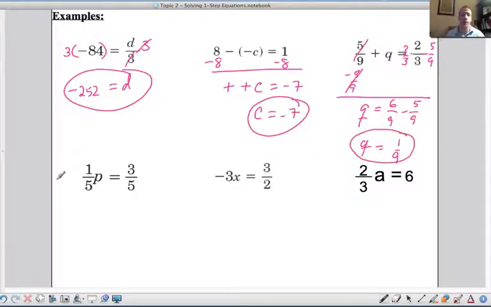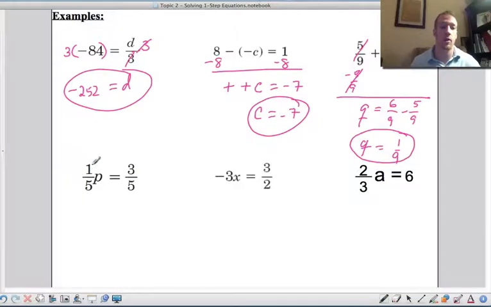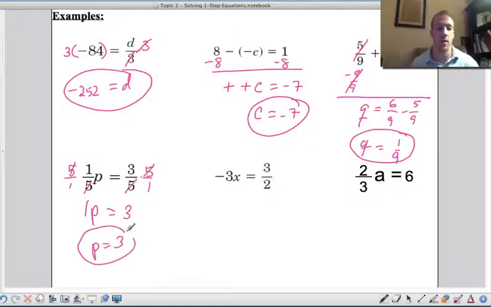All right, fractions are people too. So now we're multiplying by 1/5. The opposite of that would be to multiply by a 5. Because 5 times 1/5, or 5/1 times 1/5, just reduces to 1p equals, multiplying our fractions here, 3 times 5 is 15/5, which reduces to a 3. I like to write it like this, p equals 3. You don't need that 1 there. It looks better without it.